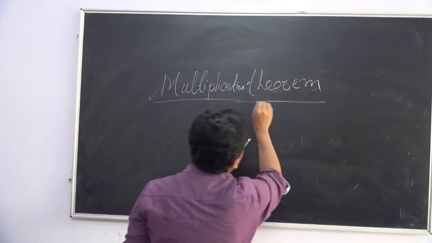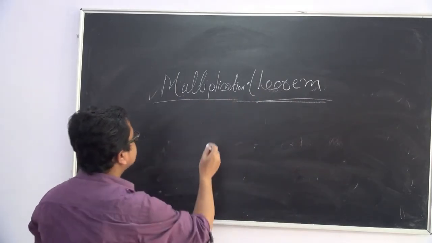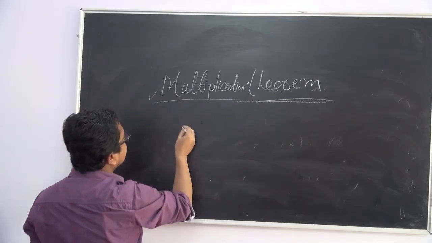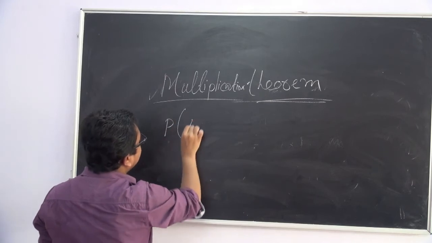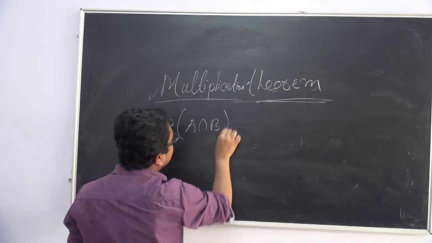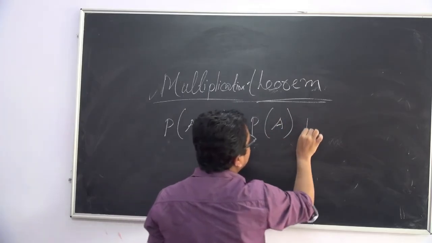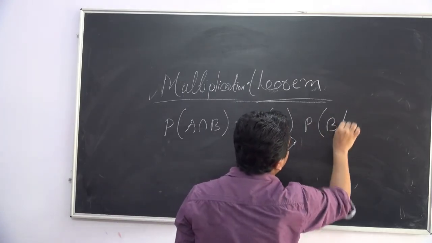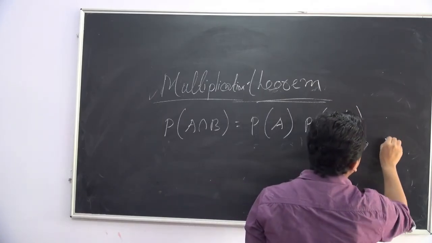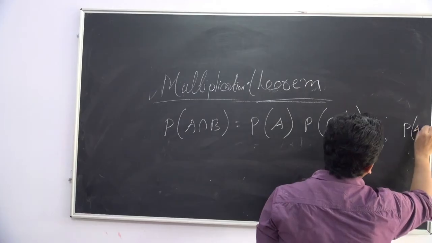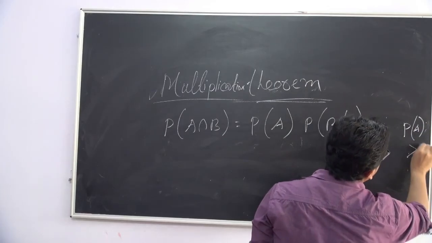Now we have to discuss the multiplication theorem of probability. This theorem tells that for any two events A and B, probability of A intersection B can be written as probability of A into probability of B given A, provided that probability of A is greater than 0.